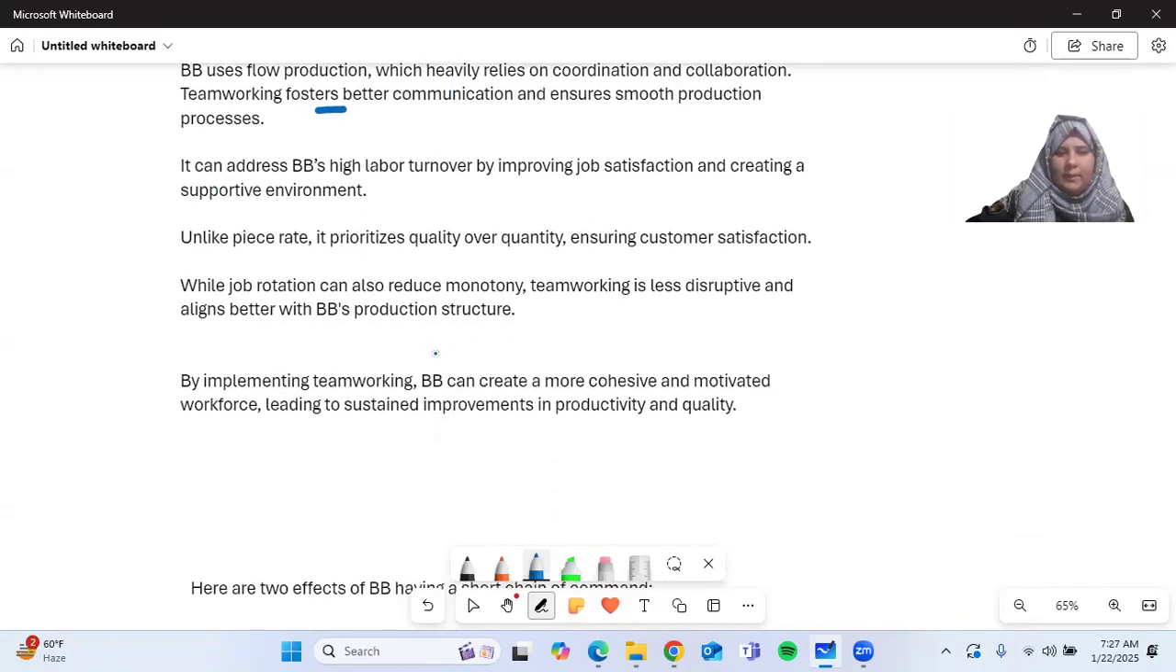Unlike piece rate, and since you are negating the other two options, you have to justify why. Unlike piece rate, it prioritizes quality over quantity, ensuring customer satisfaction, while job rotation can also reduce the monotony. Team working is less disruptive and aligns better with BB's production structure. So by implementing team working, we can create a more cohesive and motivated workforce, leading to sustained improvements in productivity and quality.